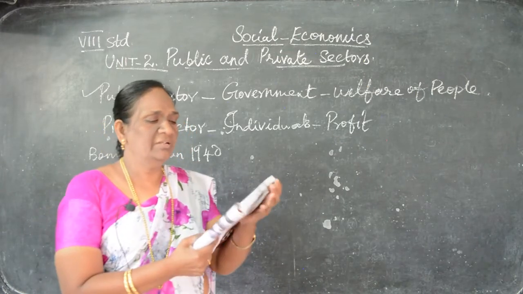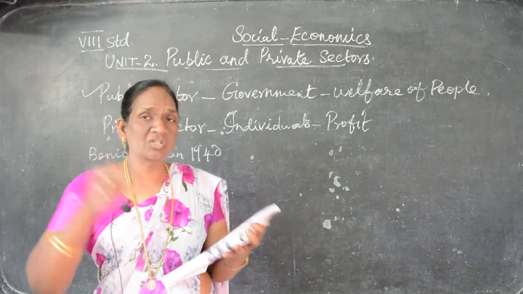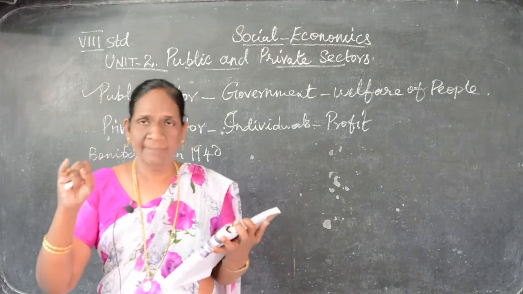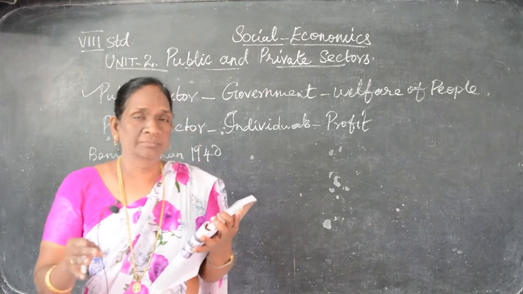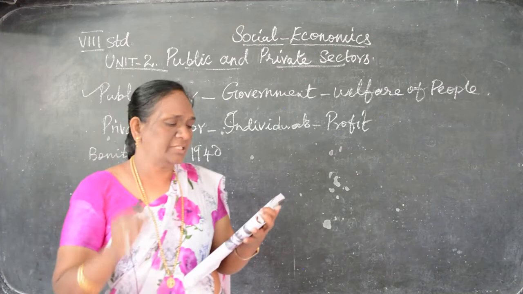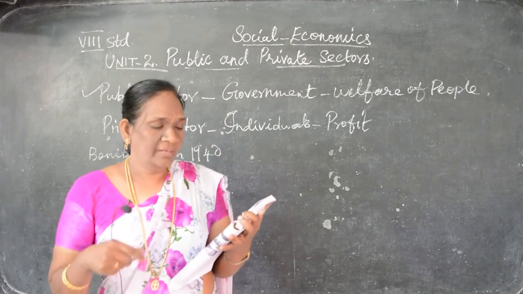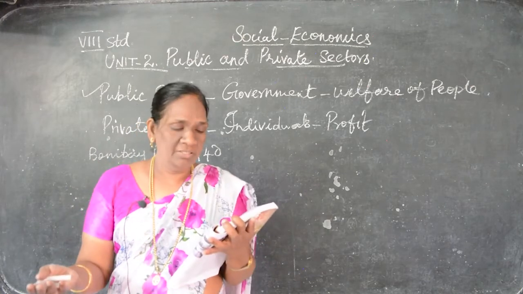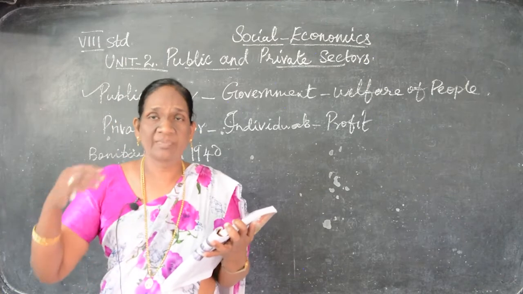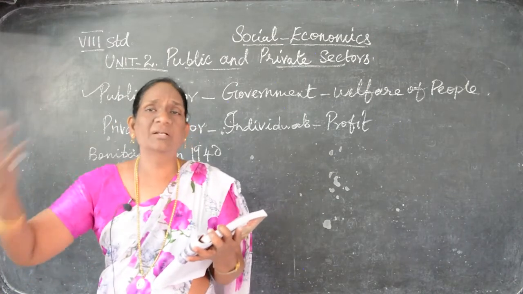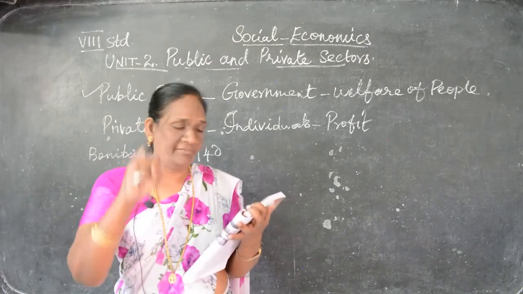Okay, then we'll see the objectives of the public sector. First we saw the definition of public sector, then the history of public sector, and now we'll see about the objectives of the public sector. What are the objectives? It promotes rapid economic development through creation and expansion of infrastructure. A good environment should be developed. Understand? For that it promotes rapid economic development.